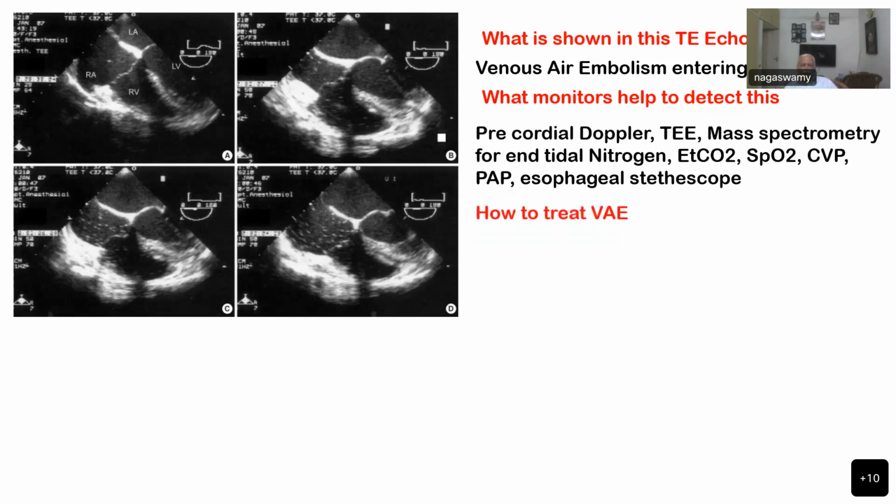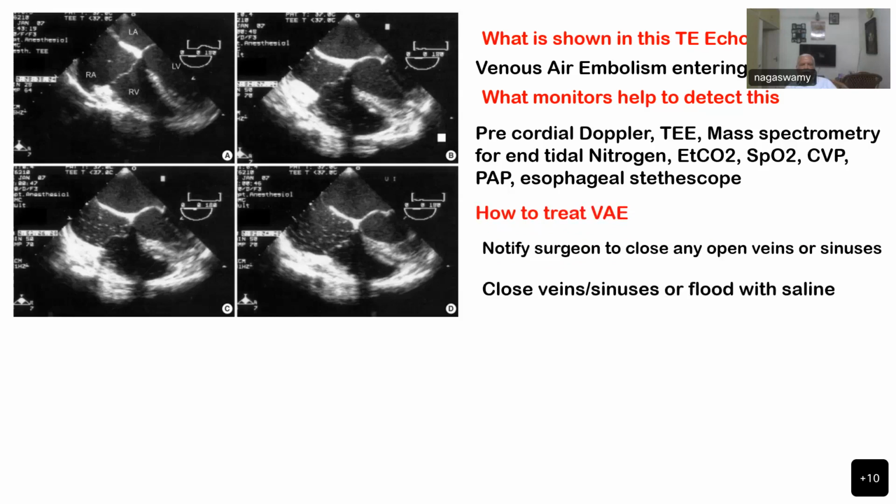How do you treat venous air embolism? Durant's maneuver can be done, especially in neurosurgery. Ask the surgeon to stop the surgery, every step you have to say. So notify the surgeon to close any open veins or sinuses. That is the first and foremost thing. Close veins and sinuses or flood them with saline.